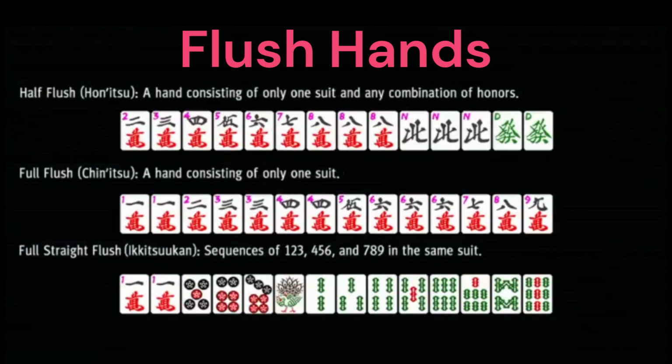And speaking of suits, the next type of open hand you can make are flush hands, with the common theme of only focusing on collecting one suit of tiles. If you attempt to make a hand using a combination of one suit and some honor tiles, that will be known as a half flush. If your hand is only one suit and no honor tiles, then it will be a full flush. And if you can make the 1, 2, 3, 4, 5, 6, and 7, 8, 9 melds all in one suit, you'll get the full straight flush hand.